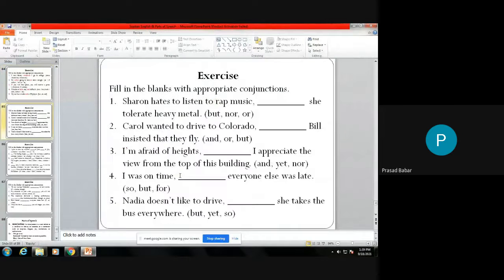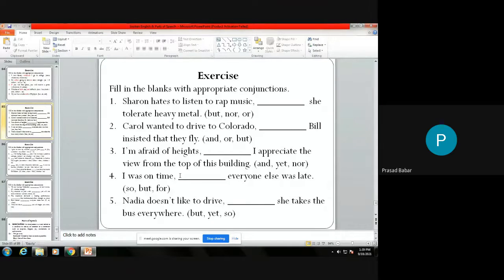Okay, so see the second exercise. Here is the second exercise. The question is: fill in the blanks with appropriate conjunctions. So let's see the first example. Let's try to solve it.